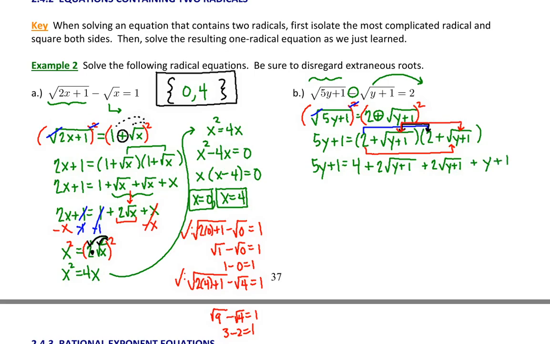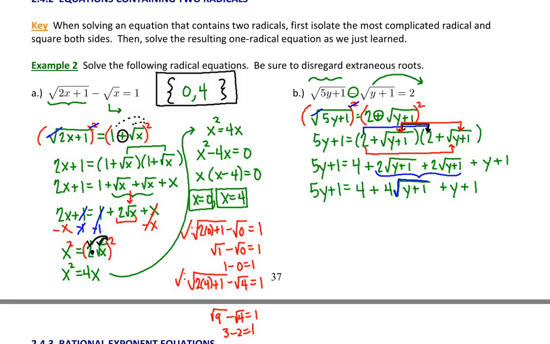Let's clean this up a bit, and we'll see if we can assess what we're dealing with. So we've got two like terms, or two like radicals here. So we're going to combine like radicals, and we do that just by combining their coefficients. So we get 4 square root of y plus 1. So we were successful on round 1. We eliminated one of our radicals, but we do have a radical left in the equation.